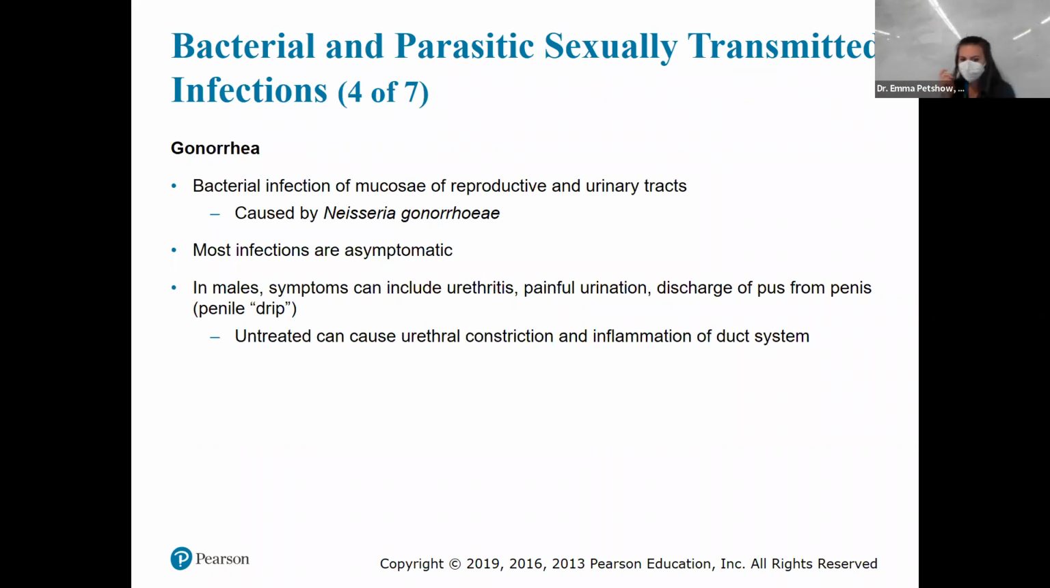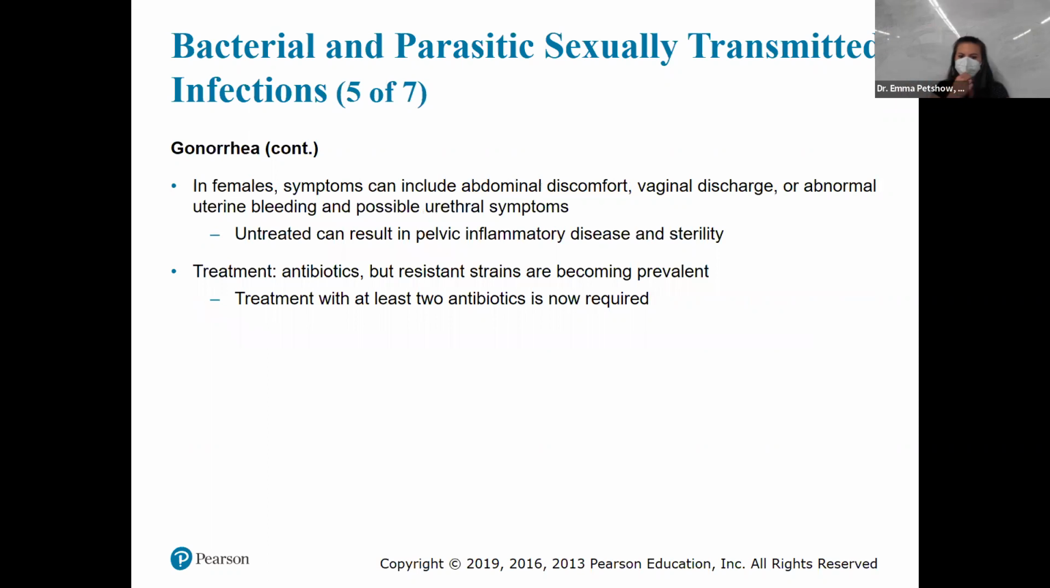Again, most infections are asymptomatic, especially in females. Symptomatic is more likely in males with gonococcal urethritis. So male symptoms could be painful urination, pus. Females, you might get some symptoms of PID, pelvic inflammatory disease, but may not, which is why screening is important.